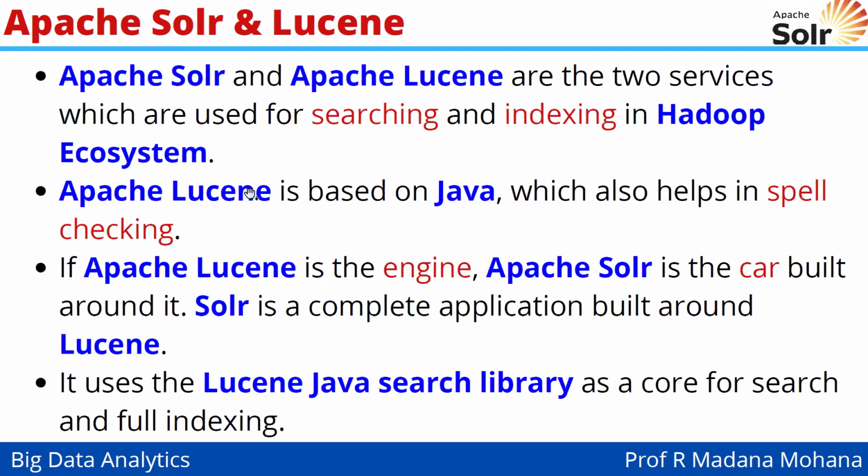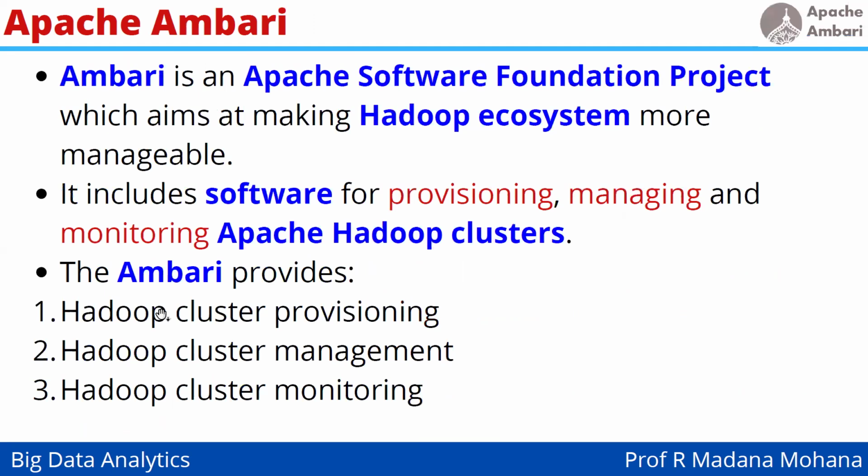Then Apache Solr and Lucene. Apache Solr and Apache Lucene are the two services used for searching and indexing in the Hadoop ecosystem. Apache Lucene is based on Java, which also helps in spell checking. Apache Lucene is the engine, whereas Apache Solr is the core built around it. Solr is a complete application built around Lucene. It uses the Lucene Java search library as a core for search and full indexing.